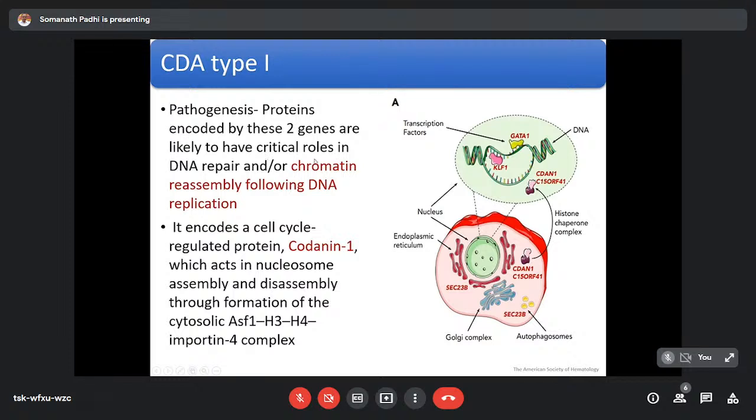These proteins play a critical role in DNA repair and chromatin reassembly following DNA replication. I repeat, chromatin reassembly following DNA replication. And CDA1 encodes a protein known as codanin 1, which acts in nucleosome assembly and disassembly through formation of the cytosolic ASF1 H3 histone 4 importin 4 complex. So this is the reason why, if mutation occurs in the CDA1 gene, we expect the presence of the typical internuclear chromatin thread or bridge, which is very classical of CDA type 1.